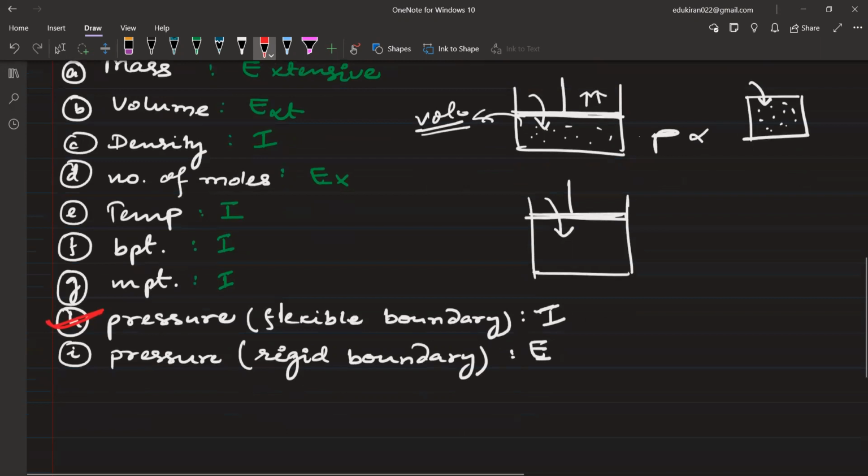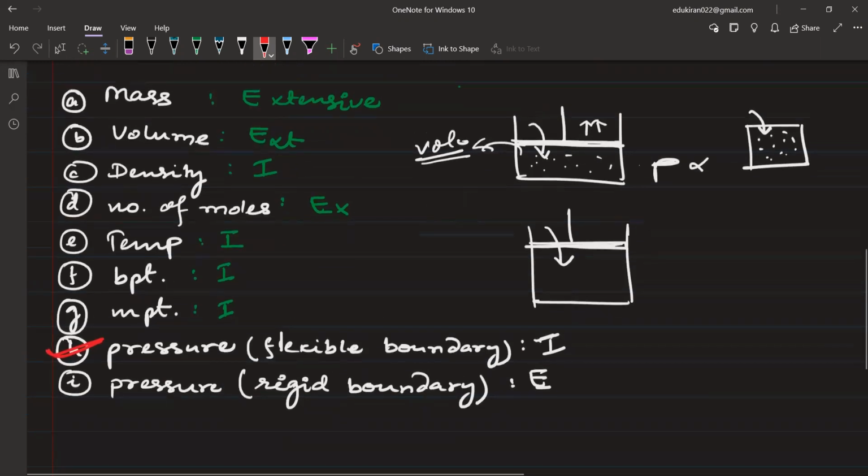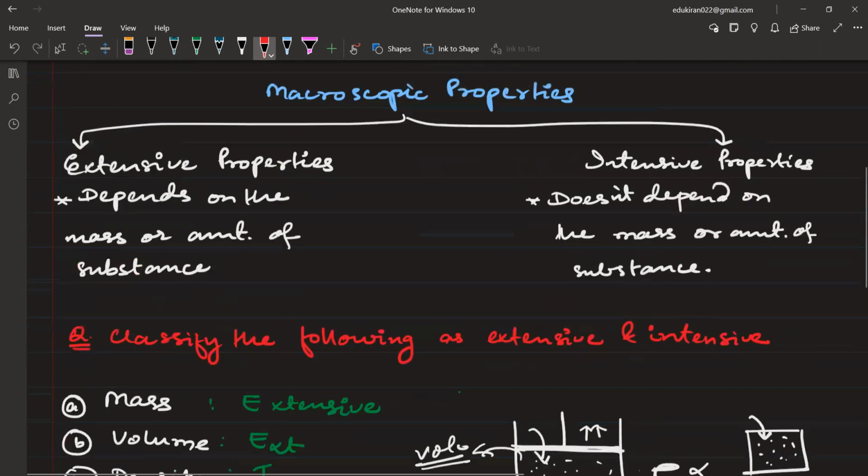I hope everyone is done. If you have any doubt in any one of these properties, please let me know. If nothing, then we can move on. Okay. So now we have defined all the necessary terms.